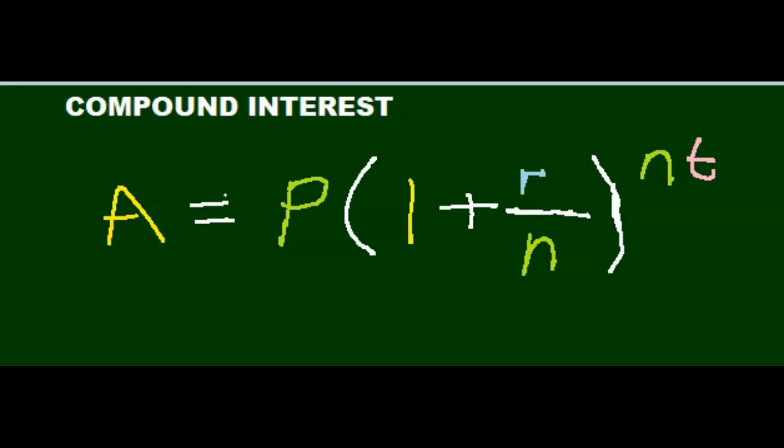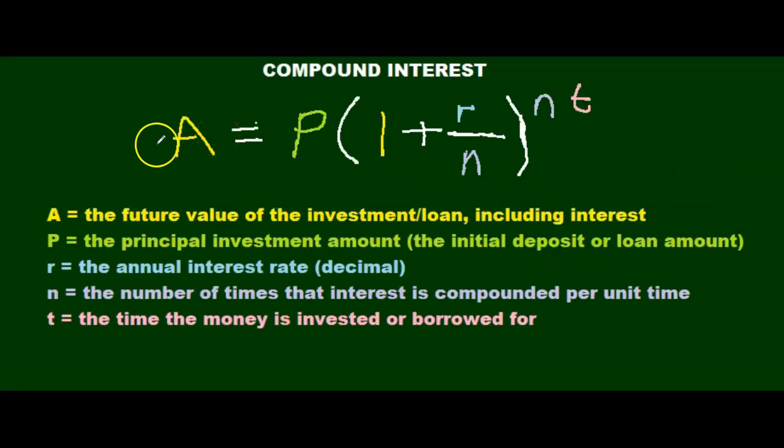Today I want to talk about compound interest. Compound interest can be calculated in the form A equals P times (1 plus R over N) to the power of N times T. To figure out what all that means, here's what it means.